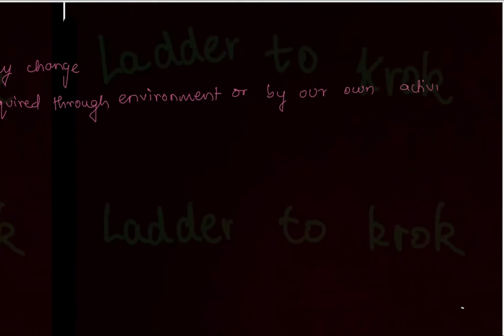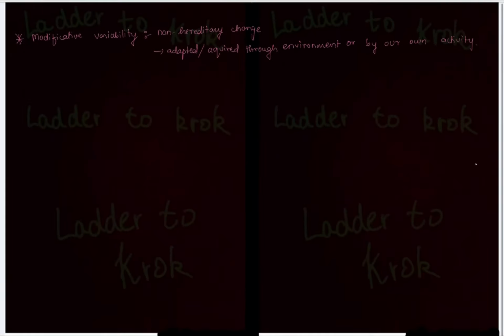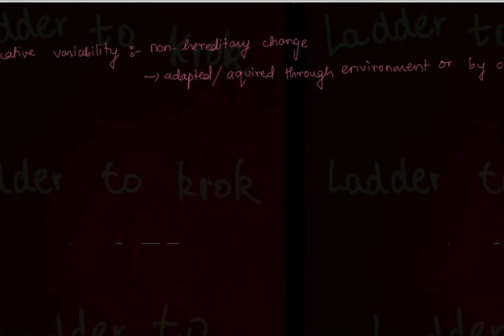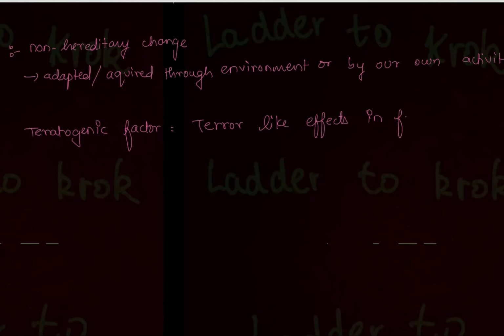I'll explain this with an example: if there is a pregnant woman. Now, a pregnant woman has a separate set of drugs which she is allowed to take. If she takes an antibiotic which she is not allowed to take, without a doctor's prescription, this antibiotic will cause a teratogenic factor in the fetus. Now, teratogenic factor means what? It means terror-like effects in the fetus. So the fetus will have a terror-like appearance.